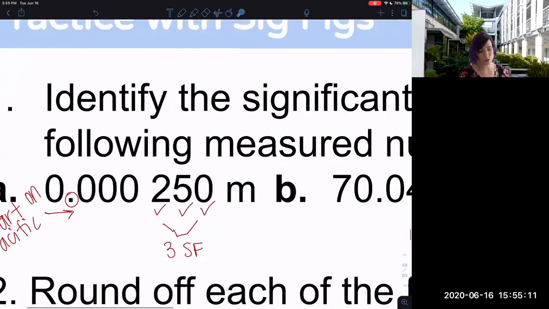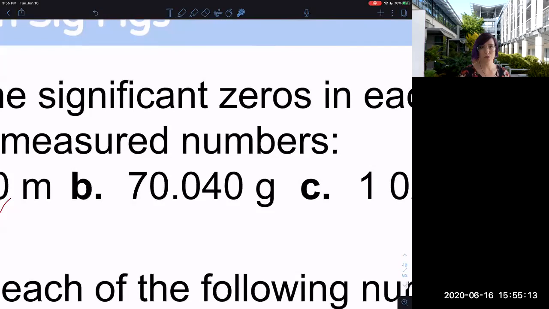So why don't you try this one? How many significant figures for this one? Pause and go for it. So this decimal is present, so this is Pacific. We're going to start on the left side and move our way over. My first non-zero is actually the 7. So I'm going to start counting and I'm not going to stop. So there are 5 significant figures here. No?